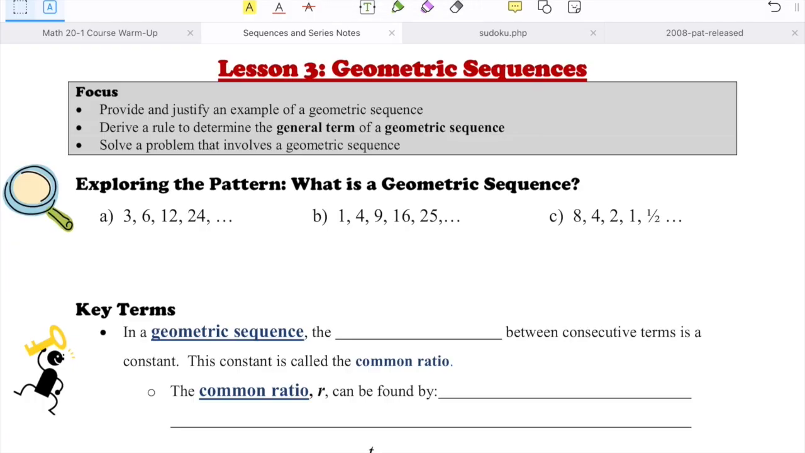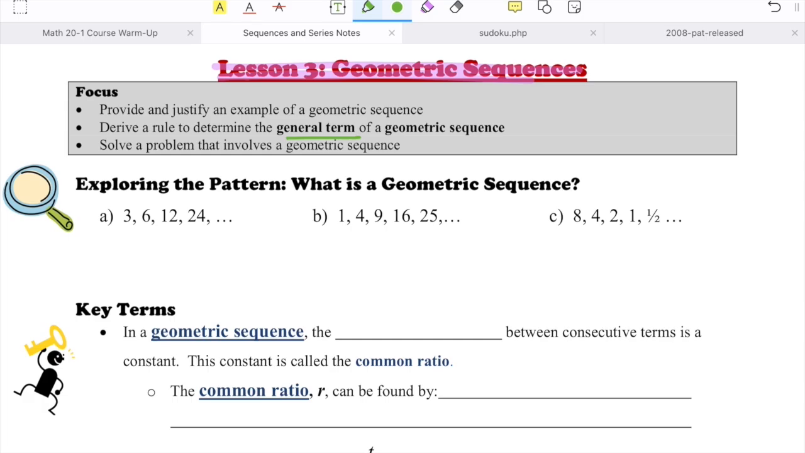Let's move on to today's lesson. Lesson 3, and this is geometric sequences. So we'll learn about what geometric sequences are, how you can find the general term in a geometric series, just like how we did in arithmetic sequences. So let's look at what geometric sequences are.